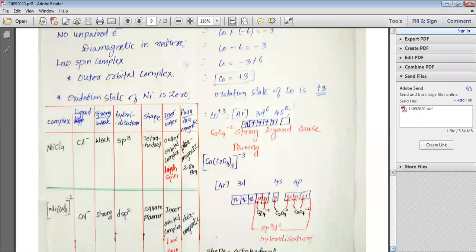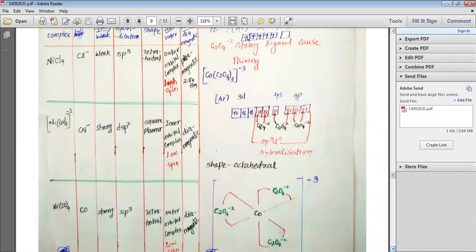Now we will revise the nickel complexes that we have studied. NiCl4: the ligand in it is Cl minus, which is a weak ligand. The hybridization that takes place in NiCl4 is sp3, and that is why the shape is tetrahedral. It is an outer orbital complex and a high spin complex, and it is paramagnetic in nature, and the magnetic moment is 2.84 Bohr magneton.